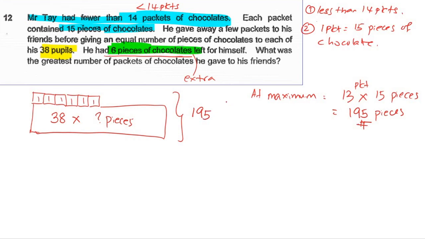Okay? So, in this case, how can I find this? This is also a number, right? This is actually 6. So, I take 195 minus 6. It will actually give me 189. Okay, 189, I now have 38 pupils. So, one pupil will have how many pieces? 189.